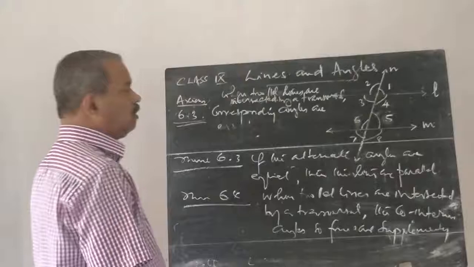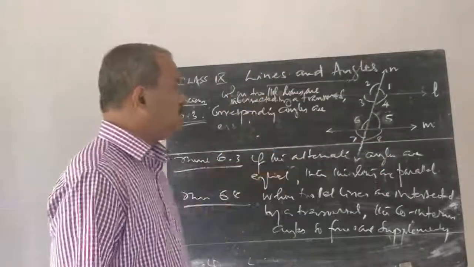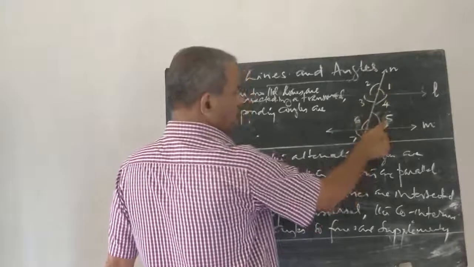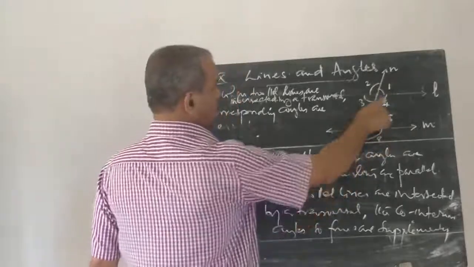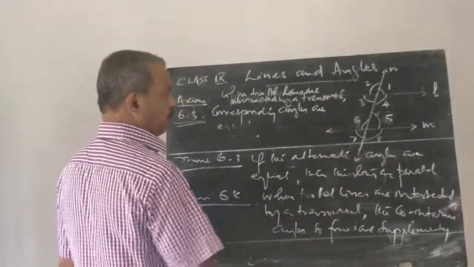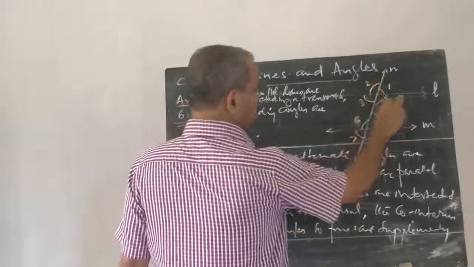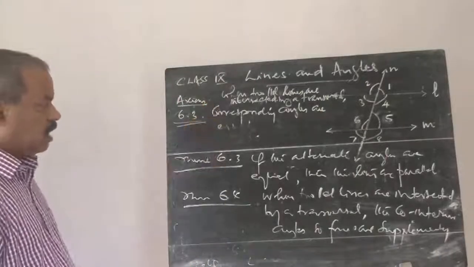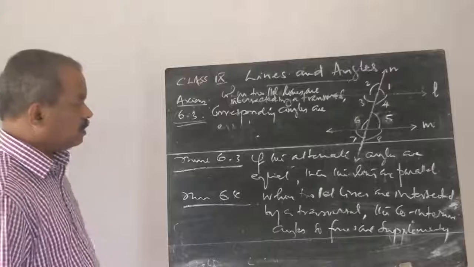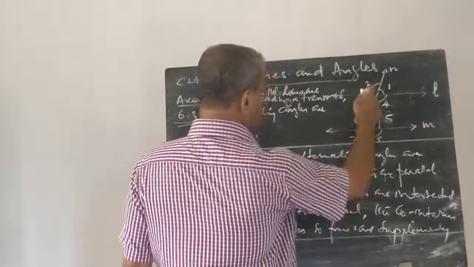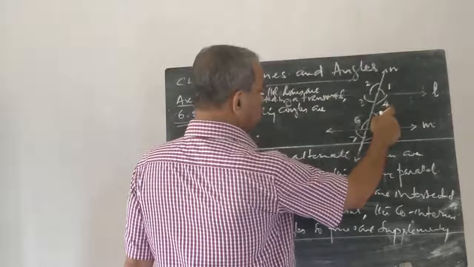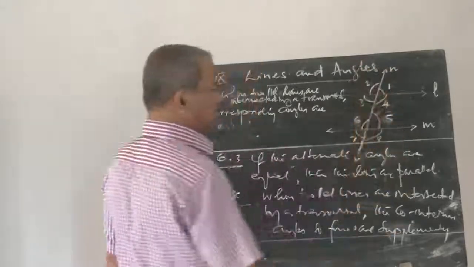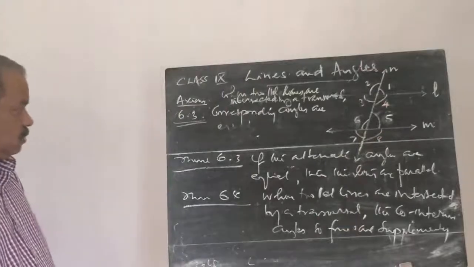Corresponding angles are equal. Alternate interior angles are equal. Corresponding angles 2 and 6 are equal, 1 and 5 are equal, 3 and 7 are equal, 4 and 8 are equal. And also 3 and 5 are equal, 4 and 6 are equal. Those are alternate interior angles. Alternate exterior angles are also there: 3 and 5, 7 and 1, 2 and 8 are alternate exterior angles.